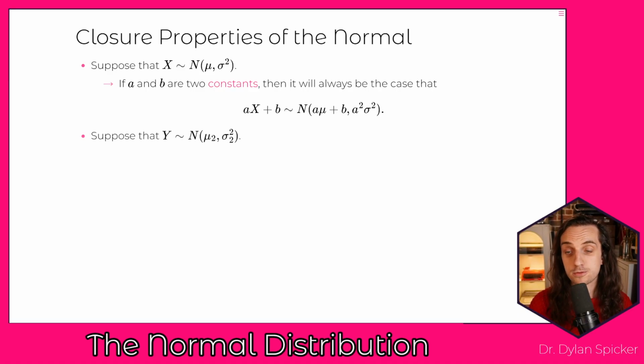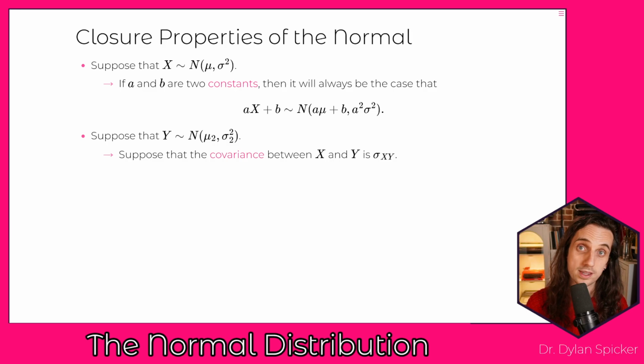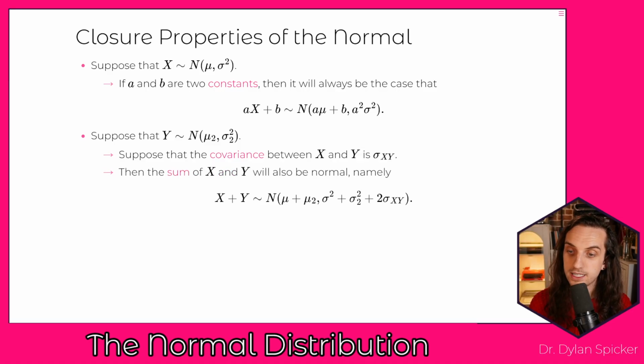The other closure property that we can think about is, let's take y to be a normal distribution, with mean mu2 and variance sigma 2 squared. And suppose that we have a covariance between them, sigma x y. Then if we look at the sum of x and y, it's going to have a normal distribution. The mean is going to be mu x plus mu y, and the variance is going to be the variances summed together, sigma squared plus sigma 2 squared, plus 2 times their covariance. So if you add multiple normal random variables together, you keep something being normally distributed.